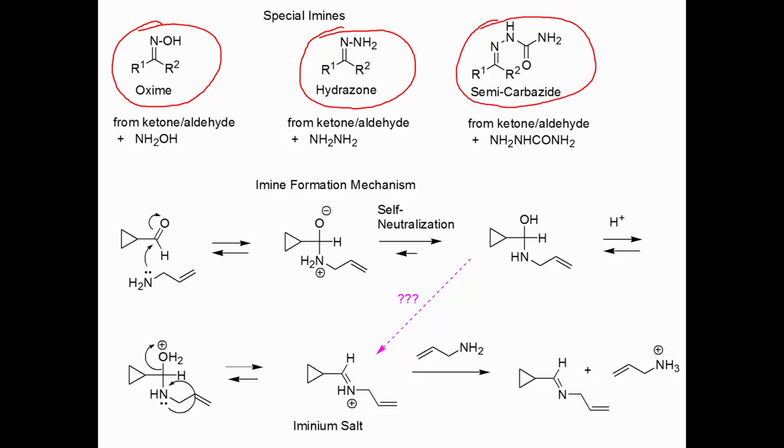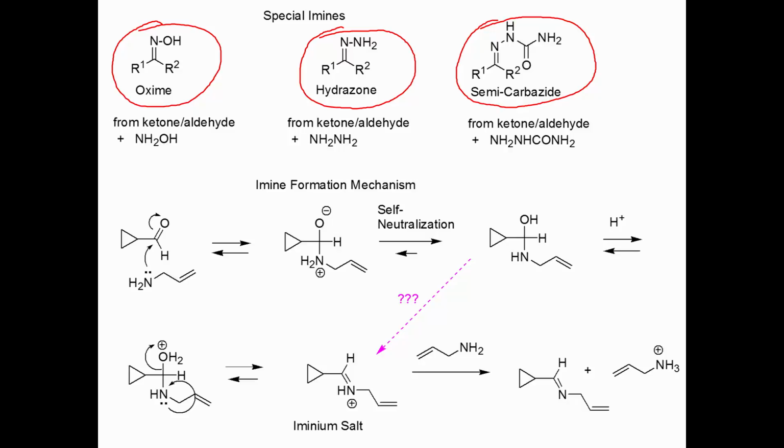The semicarbazone is very often a solid, and this comes from reacting, I don't know what to call this compound, enamine or something like that. But anyway, if you take this starting material and the ketone or aldehyde, you'll get the semicarbazone.